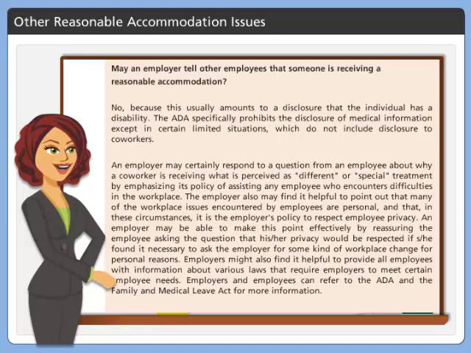Employers might also find it helpful to provide all employees with information about various laws that require employers to meet certain employee needs. Employers and employees can refer to the ADA and the Family and Medical Leave Act for more information.